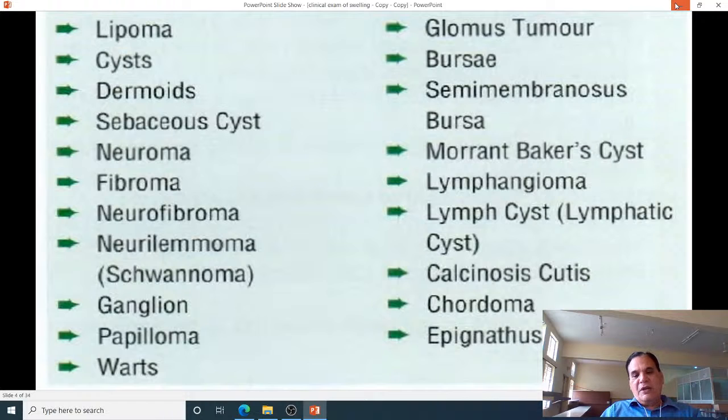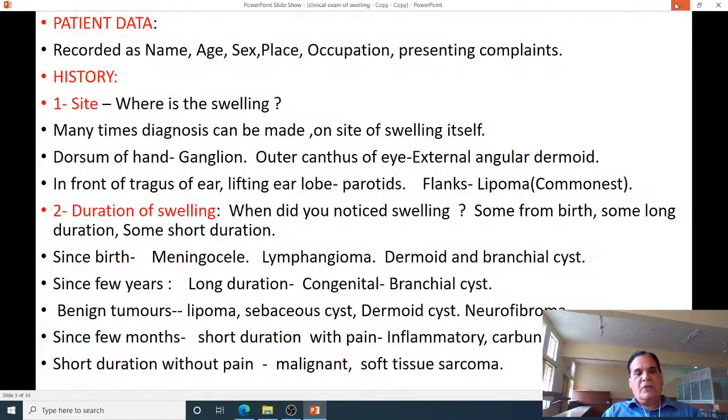Orthopedicians can get a Morrant-Baker cyst or semimembranosus cyst. But for you, practically 5 diagnoses for any swelling: lipoma, cystic swelling, dermoid, sebaceous, fibroma, and ganglion. Okay, so you have cut down the list. Now, how are you going to proceed?